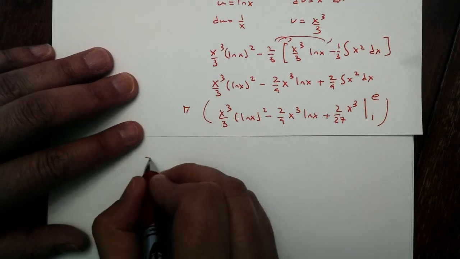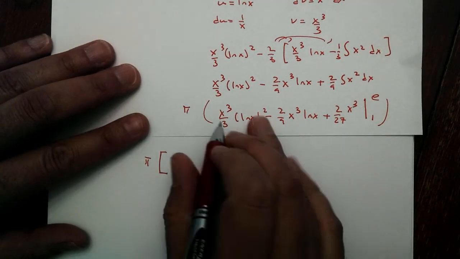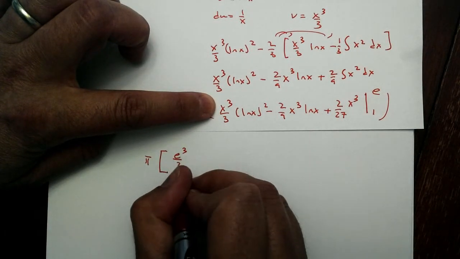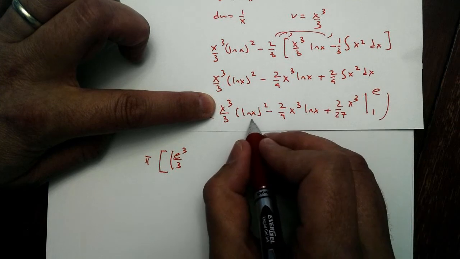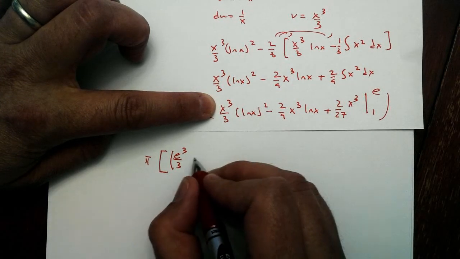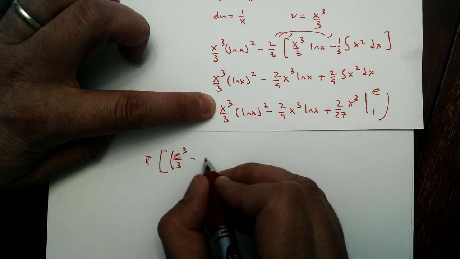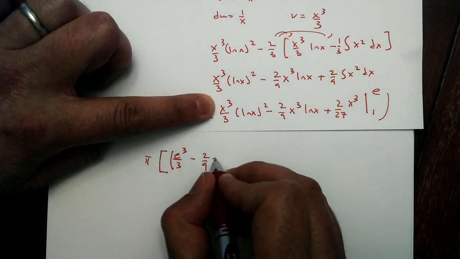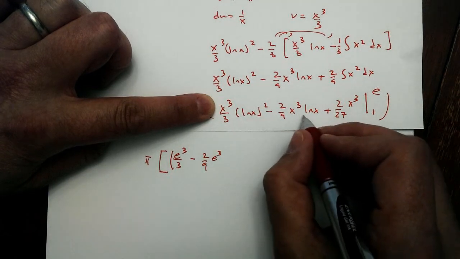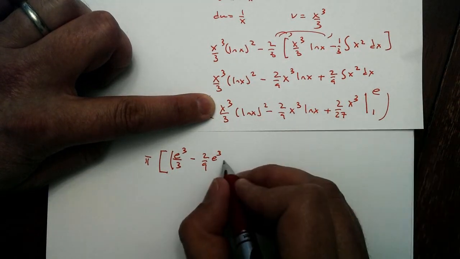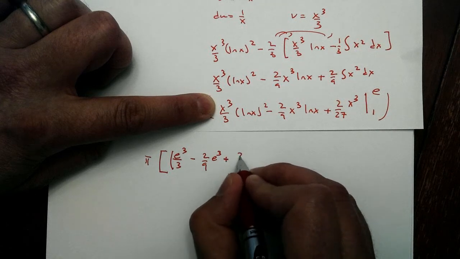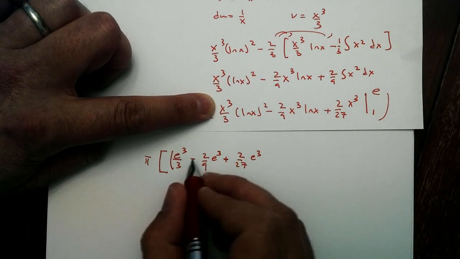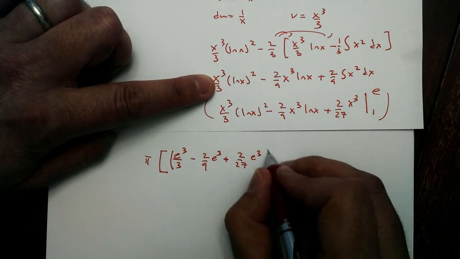So what are we going to get? We're going to get pi, big bracket, ready? Plug in e. We're going to get e cubed over 3, I'm going to use parentheses, the natural log of e is just 1, so that's just 1, minus 2/9 e cubed times the natural log of e, which is just 1, so I don't have to worry about that, plus 2/27, and again, e cubed, and I can combine like terms if I wanted to.